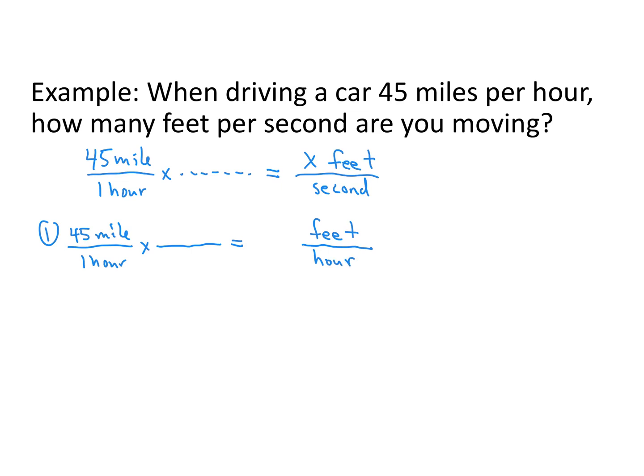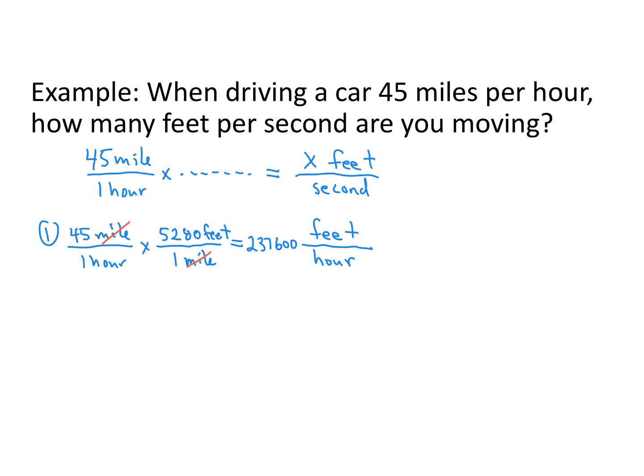So I need to have miles down here. So in 1 mile, and then what conversion factor would I use? Well, in 1 mile, I know I have 5,280 feet. So when we multiply, miles cancels out, and I have approximately 237,600 feet per hour that I'd be traveling. And let's not worry about significant figures until we get to the final answer.